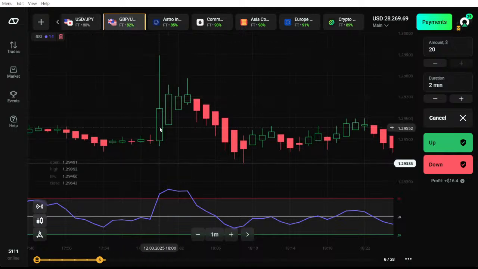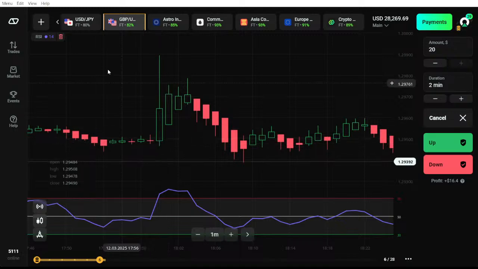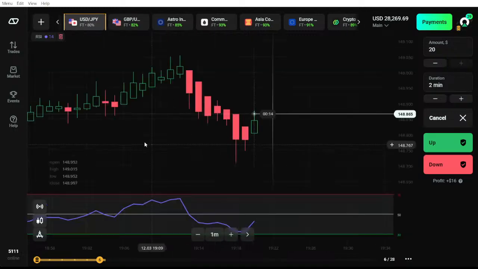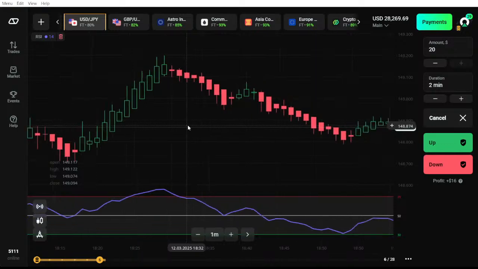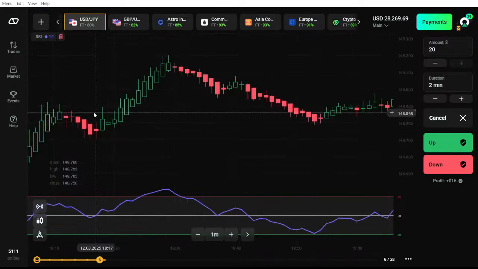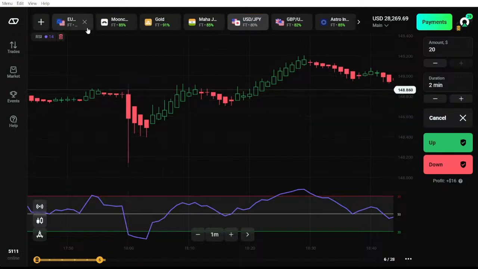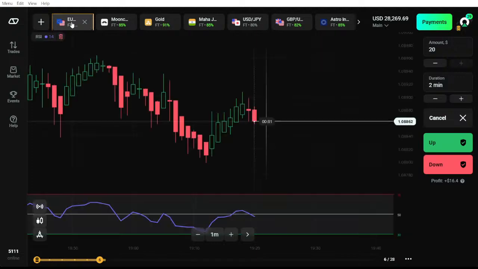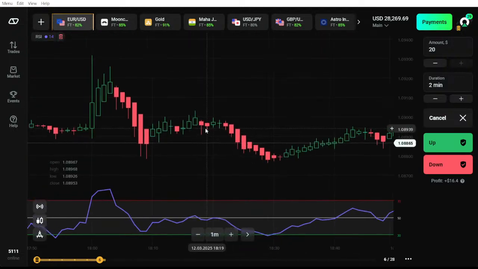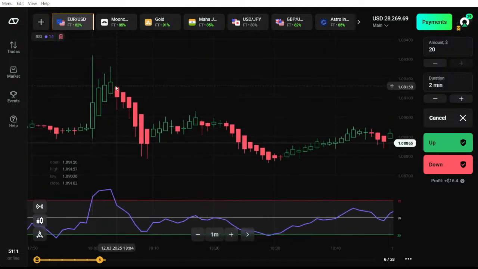I'll open another asset where USD will be in the front, and at exactly 6 p.m. there will be red candles. See, USD versus JPY. Where is 6 p.m.? Here we go. See, I'll show you more. You might think that I have already checked it. In EUR/USD there will be green candles at 6 p.m. See this one. Let me show a few more.